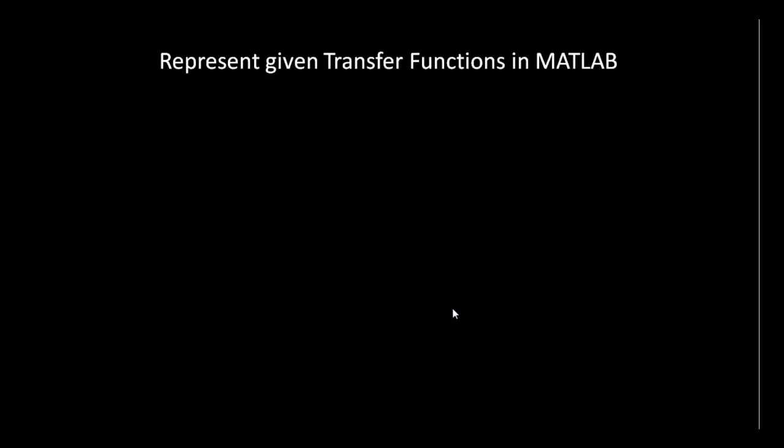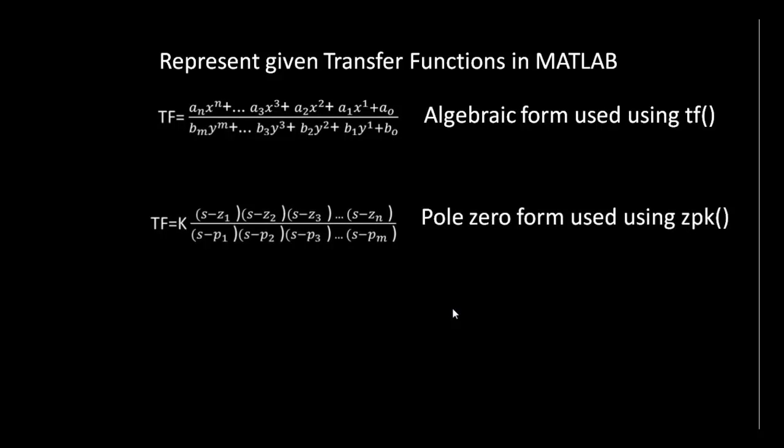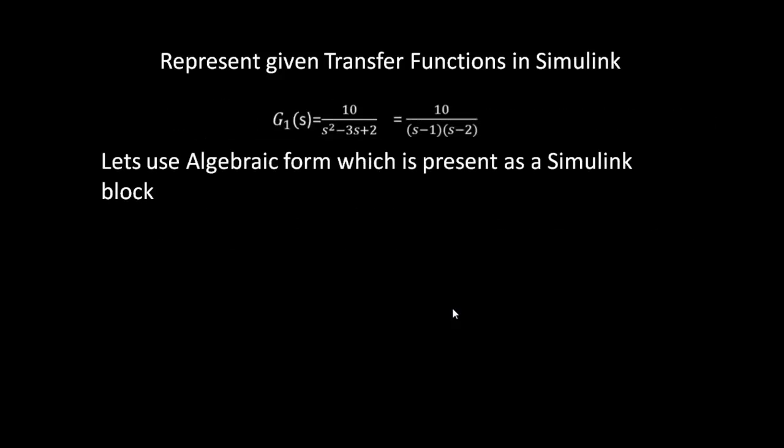Now what we did earlier is, if I had to represent the given transfer function in Matlab, the transfer function had to be in either algebraic form or pole zero form. So using these two methods, we did the modeling in Matlab. Now we'll do a similar approach in Simulink. But remember, for Simulink representation, we have built-in blocks, which we'll discuss when we go to Simulink.